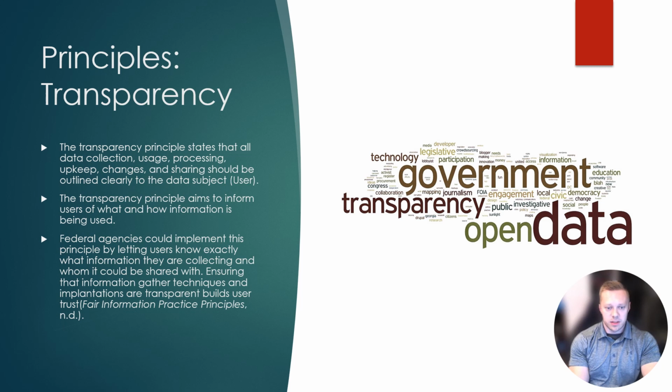The transparency privacy principle states that all data collection, usage, processing, upkeep, changes, and sharing should be outlined clearly to the data user. So basically, you should know what's going on. The transparency policy aims to inform users of what and how information is being used. Federal agencies can implement this principle by letting users know exactly what information they are collecting and with whom it might be shared. Ensuring that all information gathering techniques and implementations are transparent allows the trust of users to be built.